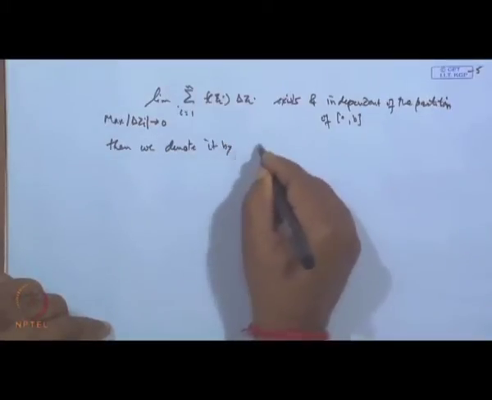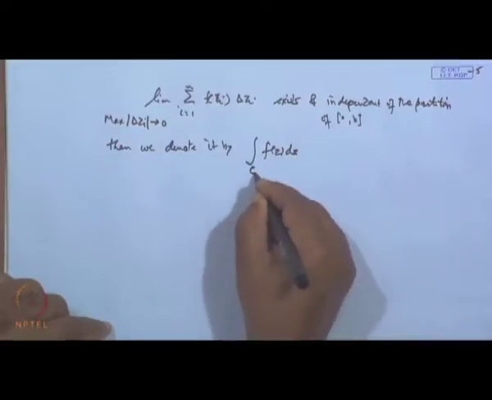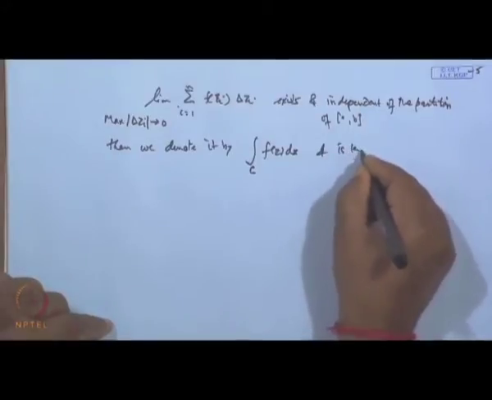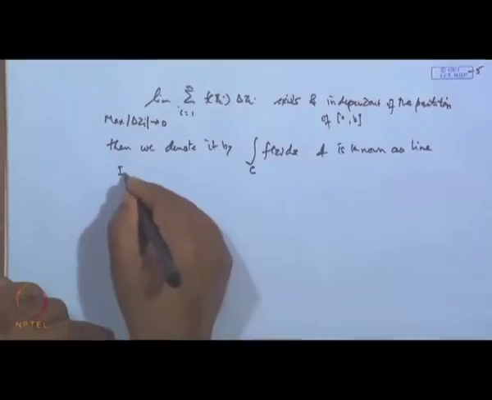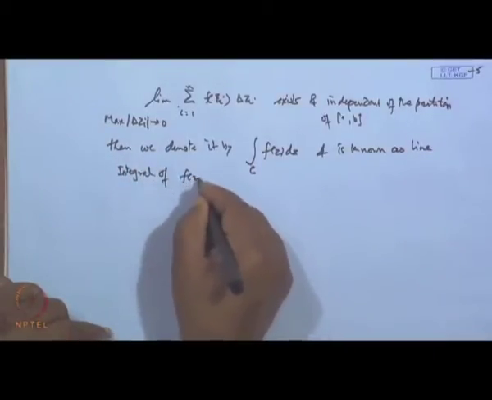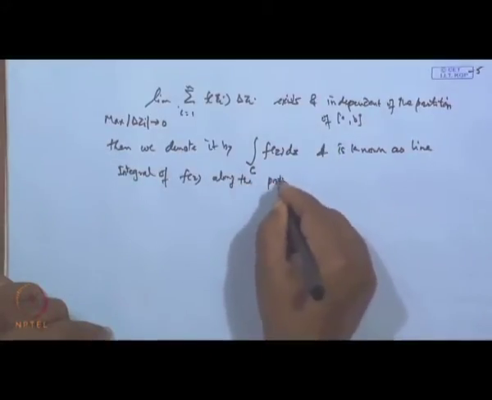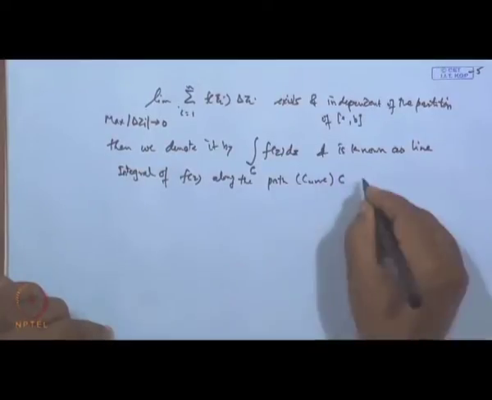then we denote this limit by the integral of f(z) dz along the curve C, and it is known as the line integral of the function f(z) along the path or along the curve C in the complex plane.